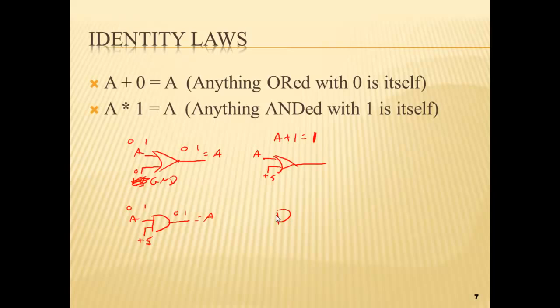If you AND A with 0 or ground, if this is always a logic 0, it takes two highs to get a high out, so the output always has to be 0. There's no way it could ever be two highs if one of them's always tied to low, so it's always going to be a 0. And like I said, we'll see these two a little bit later on, but I wanted to show you those real quick.